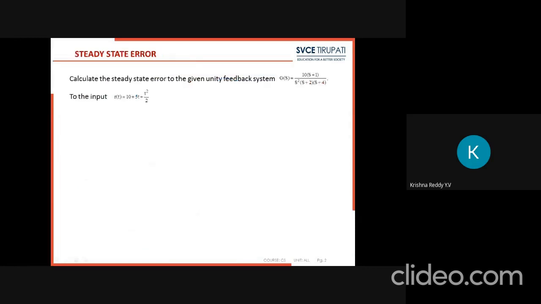Next, our next topic is steady state error. Here, the error is nothing but the deviation of output from its input. Already we have calculated error E of t, which is the deviation of output from its input, R of t minus C of t.